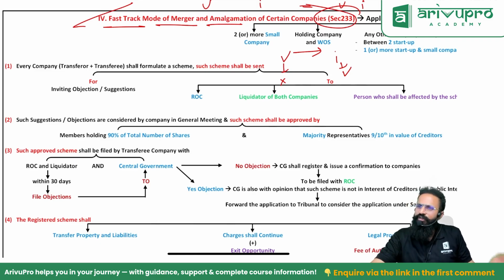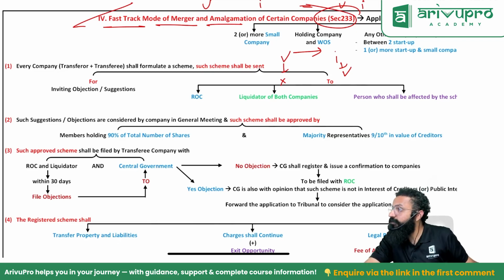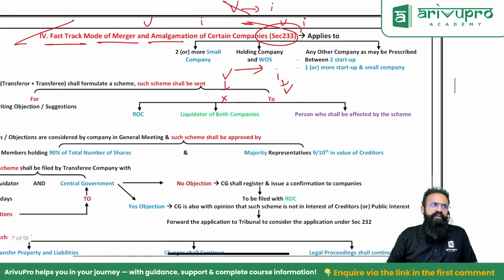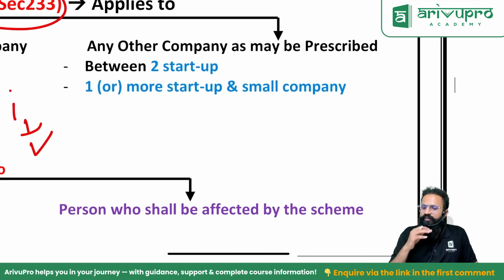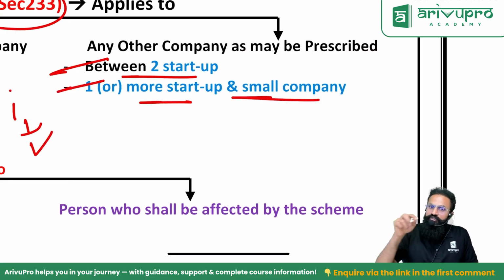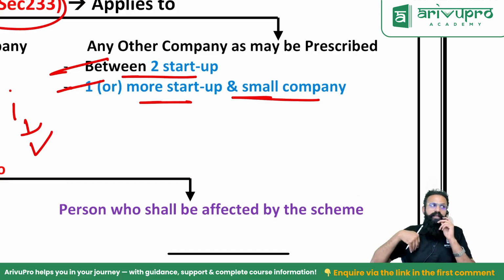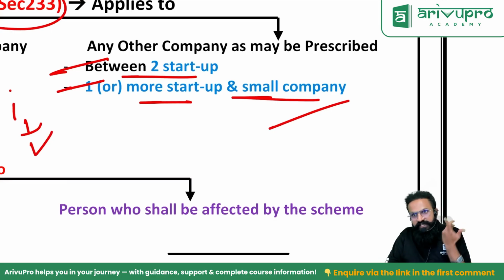Now Nitin asks, sir, can anyone do a fast track merger? Can Jio and Hotstar do a fast track merger? Then, it's only for a few companies. Those companies are called certain companies. Who are they? Two startup companies, or one or more startup and small companies. There can be a merger between 2 startups, between 2 small companies, or between a startup and a small company. All permutations are possible.